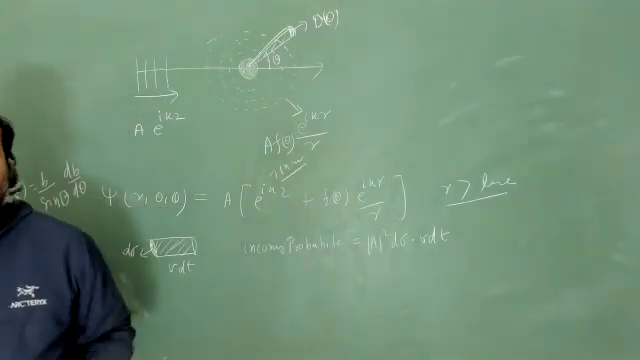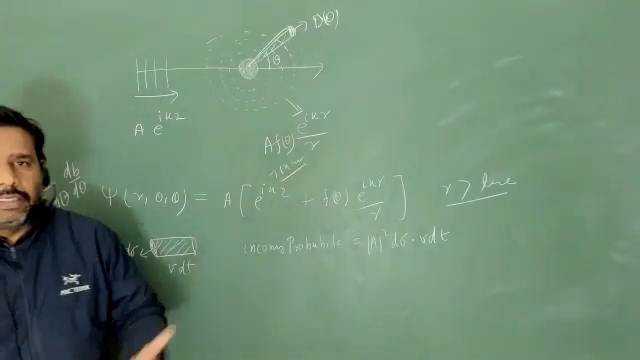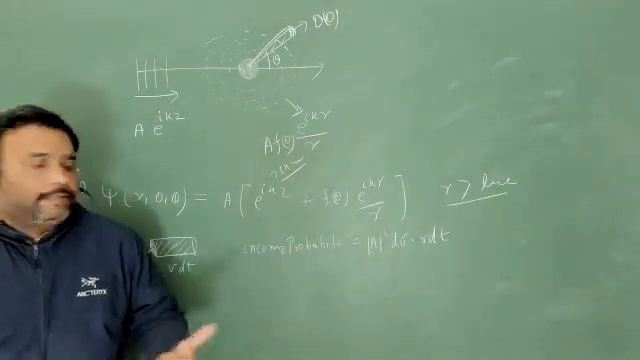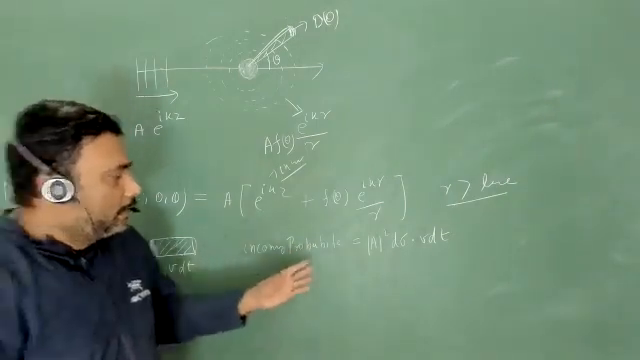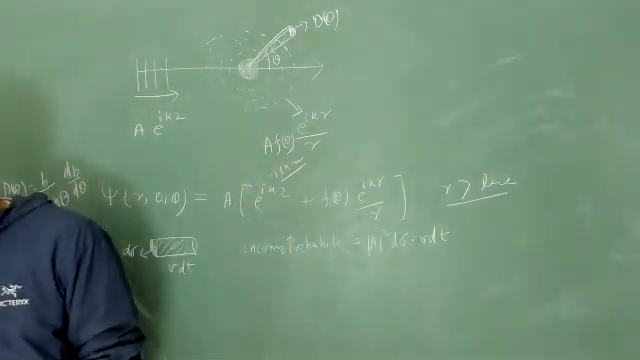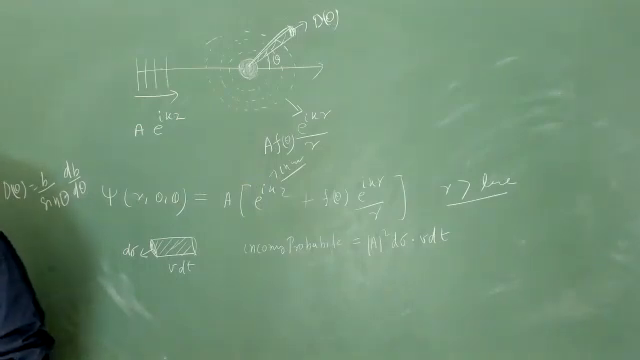And probability is nothing but the number. How much of the particles, out of this, are coming? You cannot guarantee that all particles are coming. So mod A square d sigma v dt. This is your incoming particle.